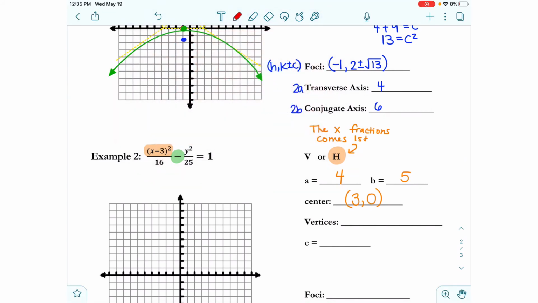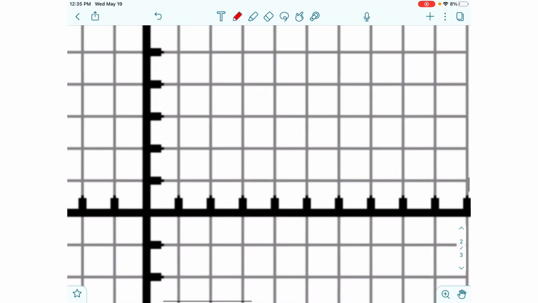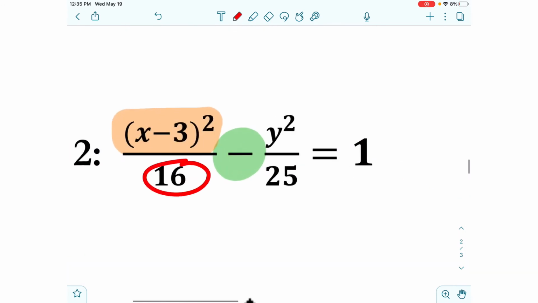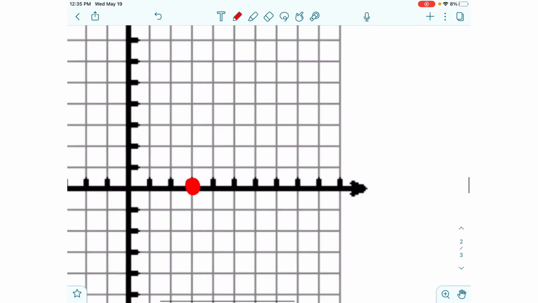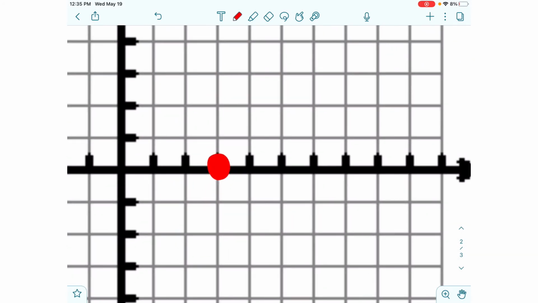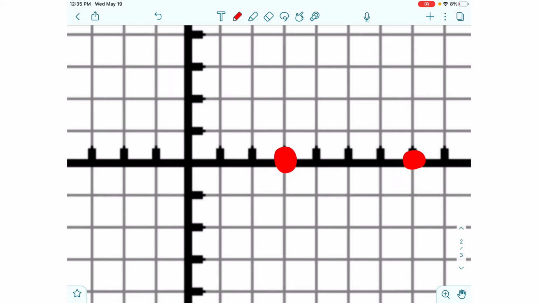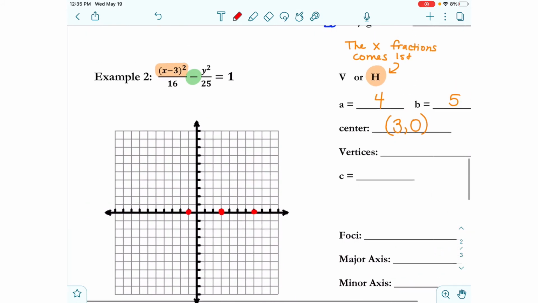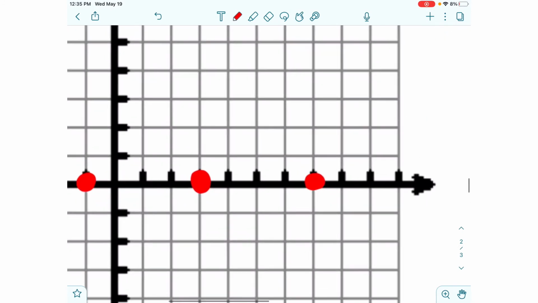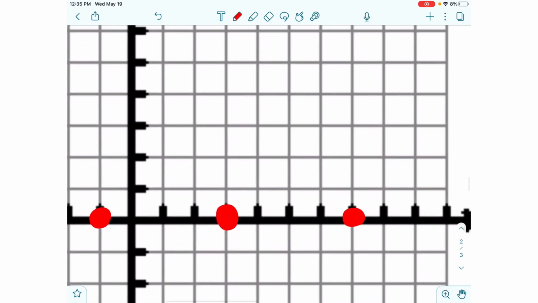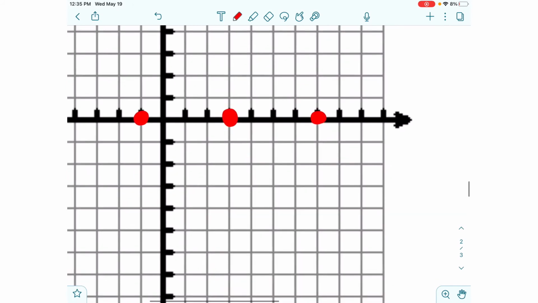So I'm going to plot the point 3, 0. Look at the fraction. Underneath the X is 16. Square root of 16 is 4. And since that's under the X, that tells me to go sideways 4 and left 4. And then under the Y is the 25. So square root that, that's 5. So I'm going to go up 5 and down 5. 1, 2, 3, 4, 5.